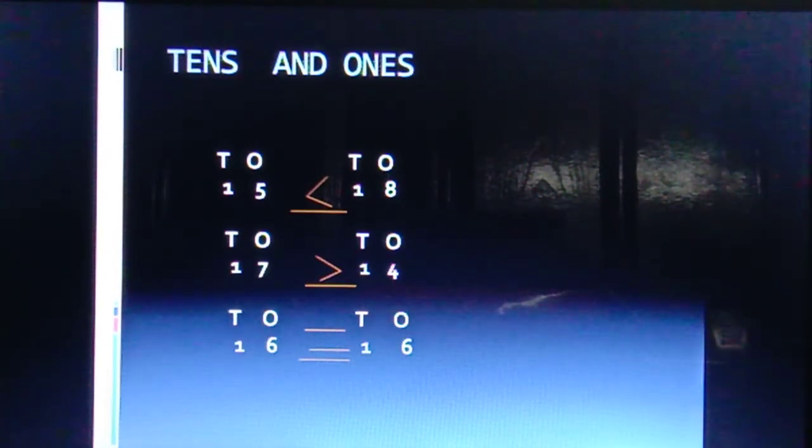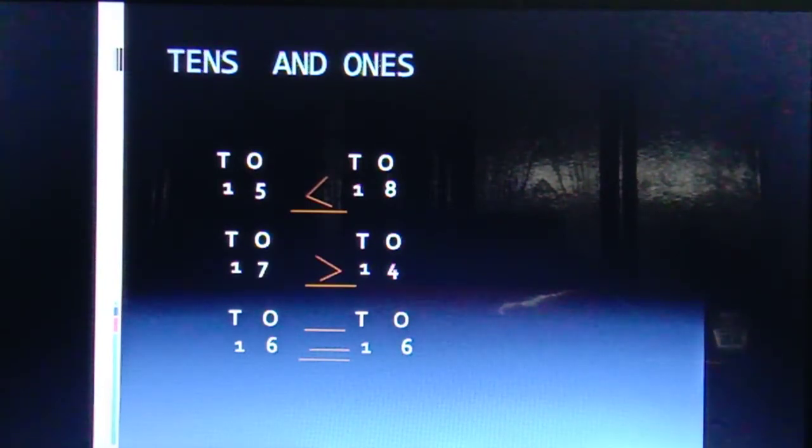So we move on with the digits which are present at the ones place. The digits at the ones place in both the numbers are 5 and 8. Since 8 is greater than 5, so 15 is smaller than 18, or you can say 18 would be greater than 15. Here you can see the greater than sign also. Now we move on to the next question.